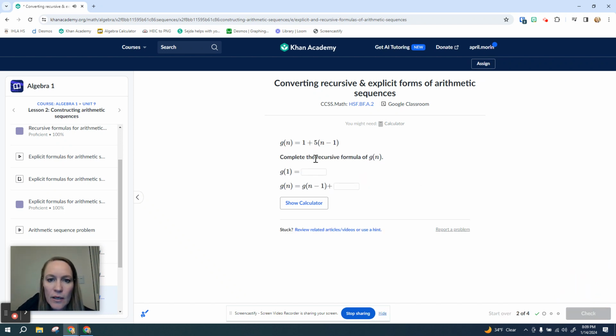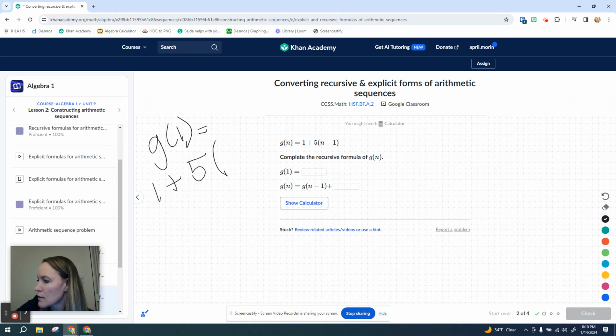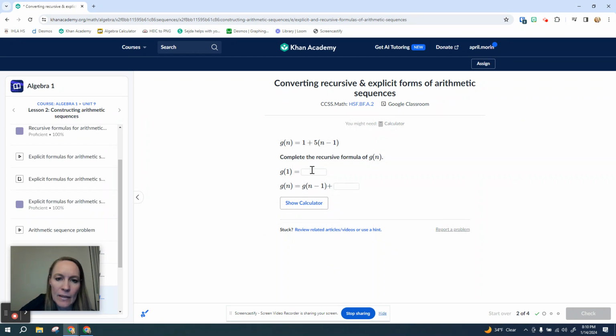Okay, complete the recursive formula of g of n. So we want the first term. So we just plug in 1. So g of 1 equals 1 plus 5 times, well, 1 minus 1 is 0. So then I just have 1. So g of 1 is just 1. Let's type that in.